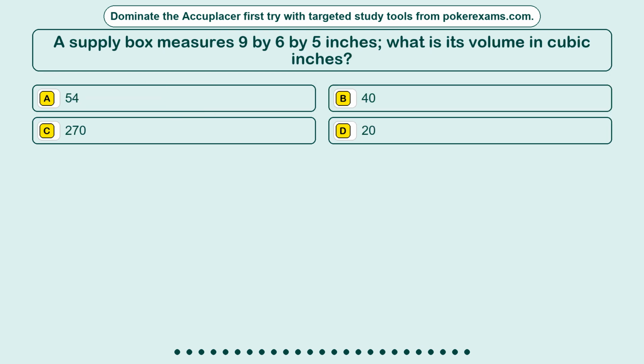Question 12. A supply box measures 9 by 6 by 5 inches. What is its volume in cubic inches? Option A, 54. Option B, 40. Option C, 270. Option D, 20.